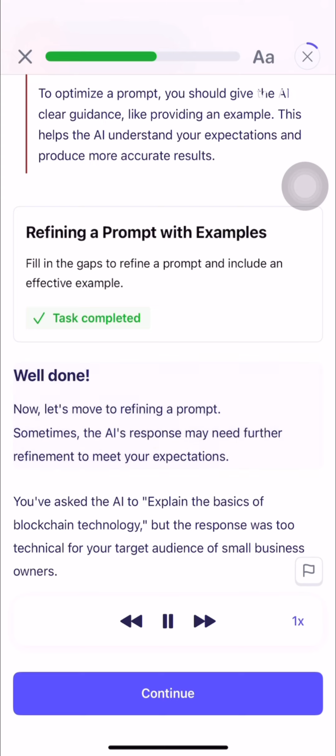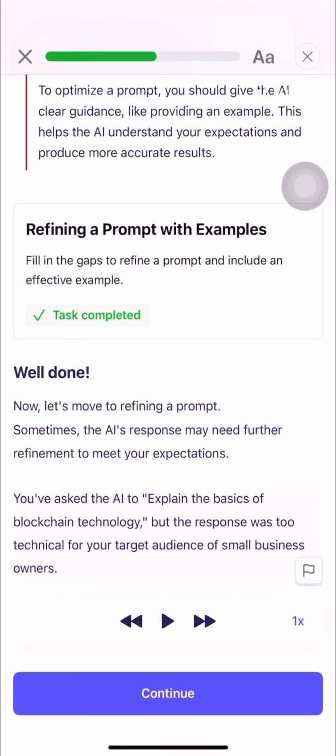Well done. Now let's move to refining a prompt. Sometimes the AI's response may need further refinement to meet your expectations. You've asked the AI to explain the basics of blockchain technology, but the response was too technical for your target audience of small business owners.